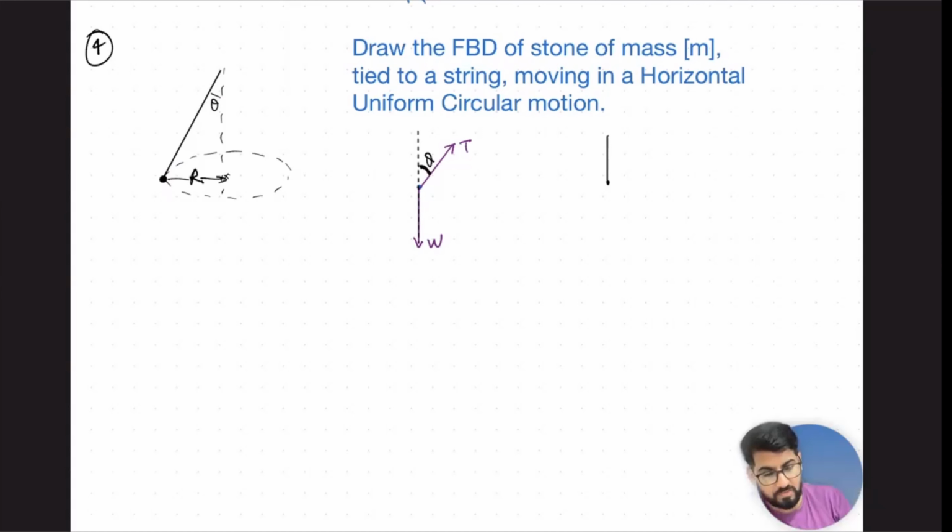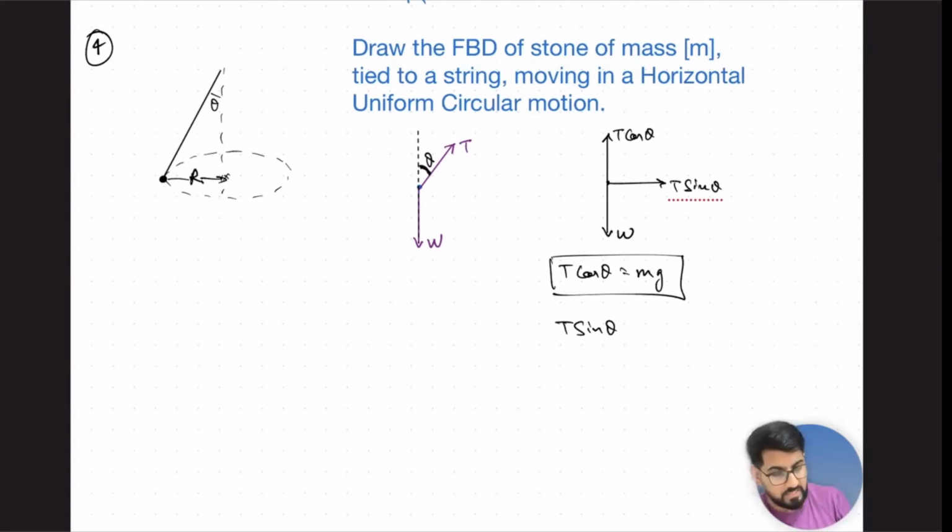I want to resolve this tension. So this will be T cos theta, and here it will be T sine theta, and here it will be weight. Now, if it is moving in a horizontal circle, T cos theta will be equal to your weight, which is mg, let us say. This is my equation 1. And T sine theta is the force acting towards the center, which is equal to mv square by r. So these things you need to now connect.